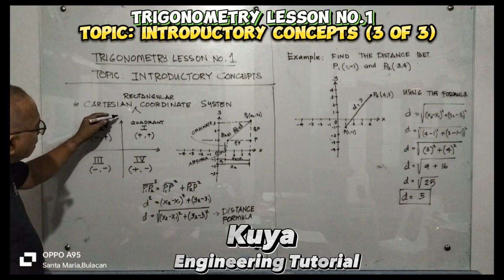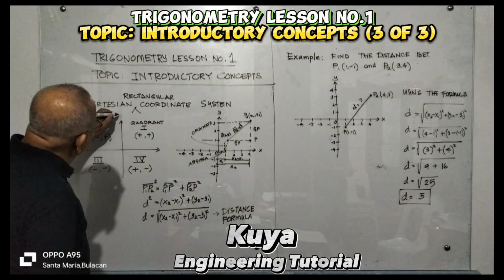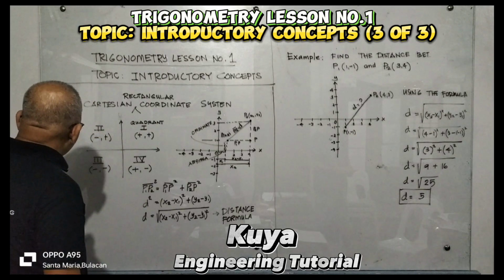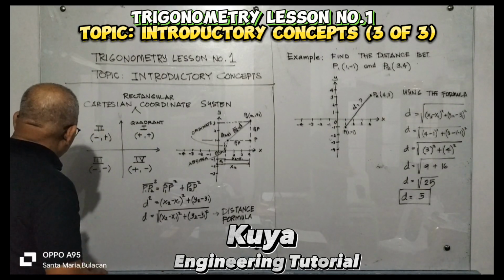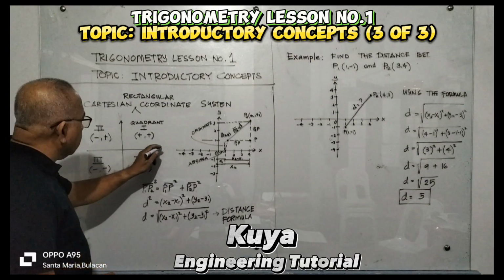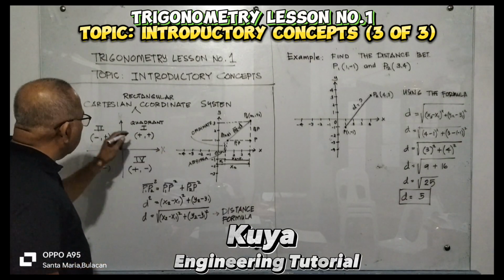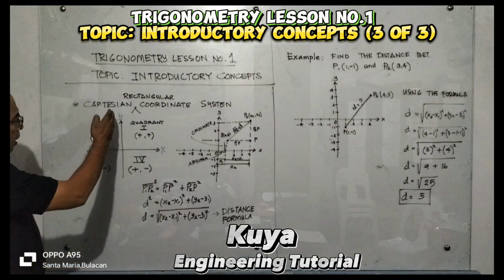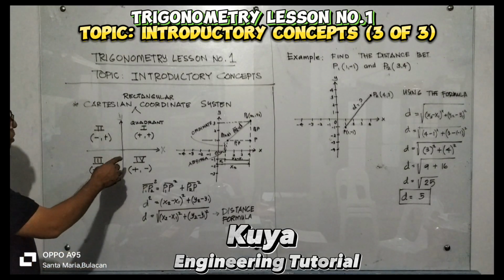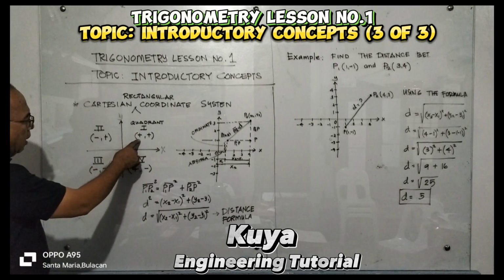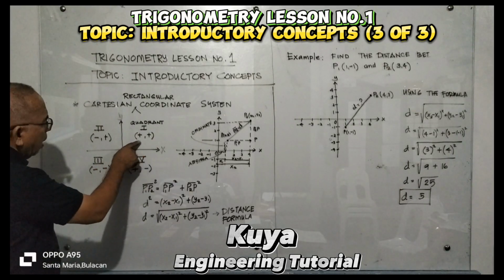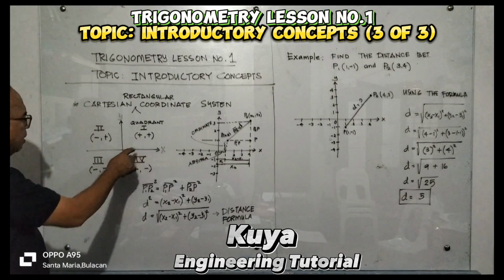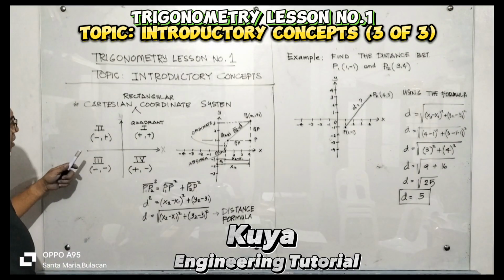So, ito yung y axis natin. Okay, so we have y and x axis. So ito yung x natin, ito yung y. So therefore, dinivide natin yan sa apat. So first quadrant, kaya yung sign ng ating mga coordinates dito plus and plus, or positive and positive.